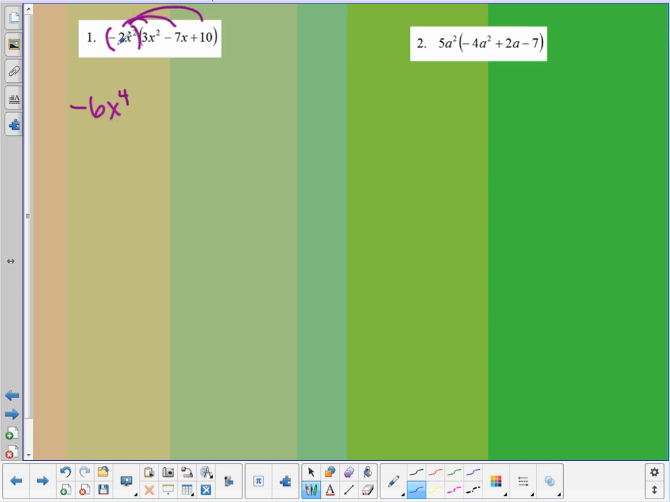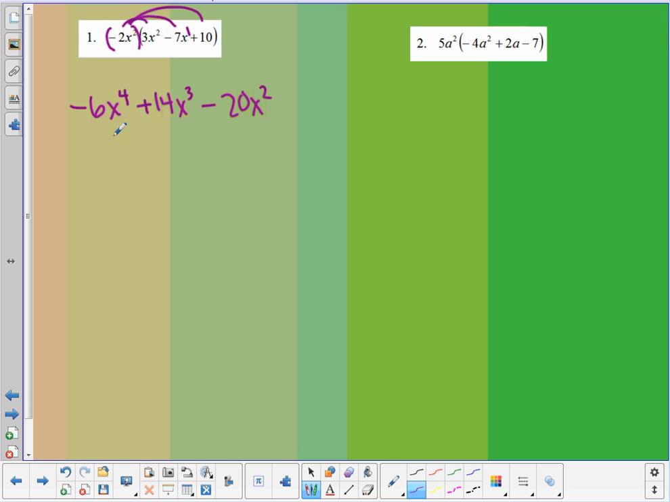Then for the middle terms, negative 2 times negative 7 is positive 14. X squared times x to the first is x to the third. 2 plus 1 gives me 3. Then negative 2x squared times 10 is negative 20x squared. Negative 2 times 10 is negative 20. X squared times no other x's is still x squared.